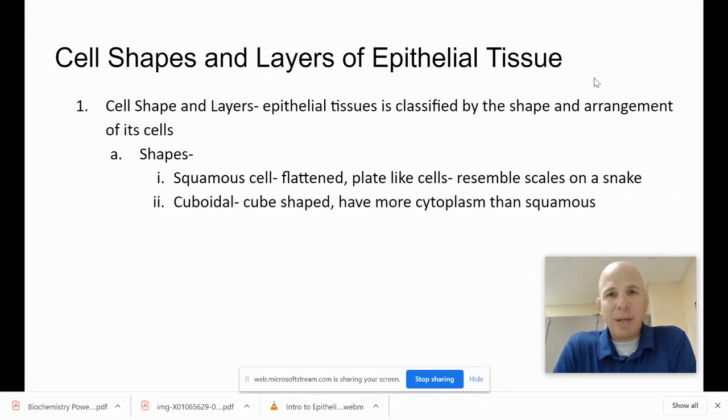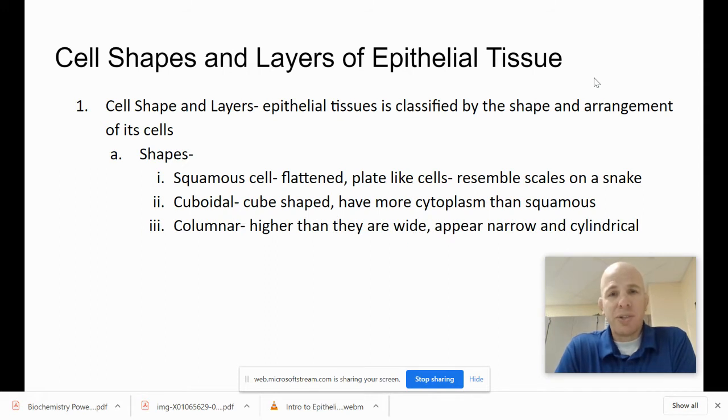Cuboidal cells, probably pretty easy to figure that one out. They look like cubes, pretty much the same height as they are thickness. Then you have columnar cells, again, pretty easy to figure out. They're a little bit taller than they are wider, so they kind of look like columns. You see there it says they appear narrow and cylindrical.